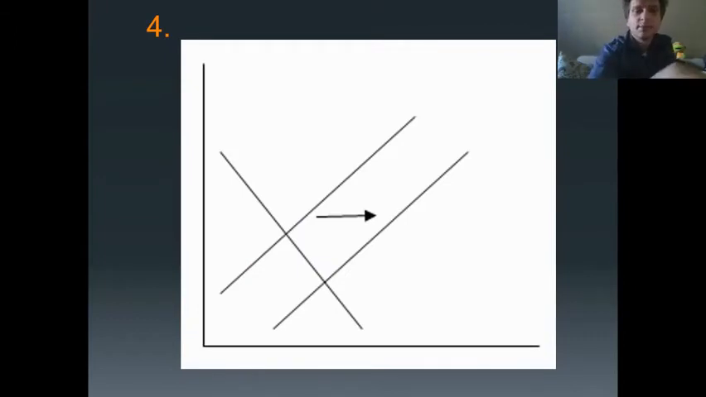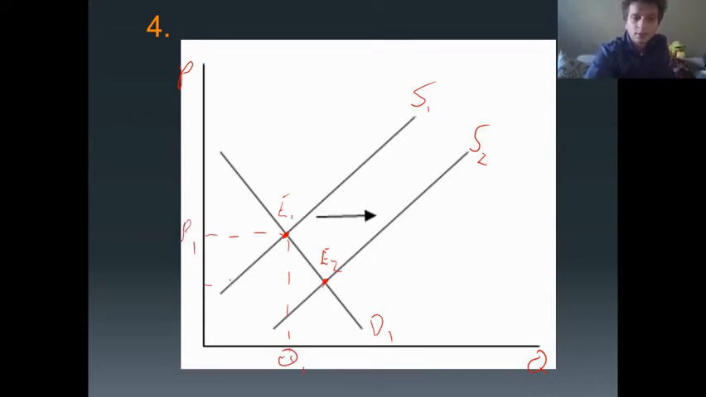Here's our next example. As always, label your axes. We only have one demand curve because there's only one there, so label it D1. We have two supply curves, so label them 1 and 2. Means we have two equilibriums. Label the first one E1, the second one E2. So what happened to equilibrium price and quantity here? Well, here's our original, Q1, P1. Here's our new.